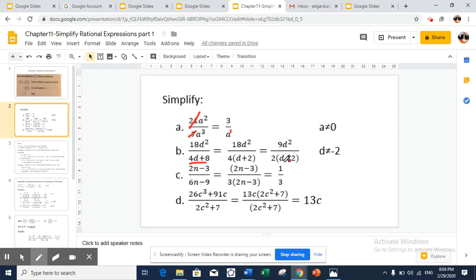And d squared and d plus 2, you cannot simplify because d plus 2 is one unit. It's a parenthesis. I cannot simplify. For example, some students make a common mistake sometimes. They say d and d squared. We cannot. This is d plus 2.